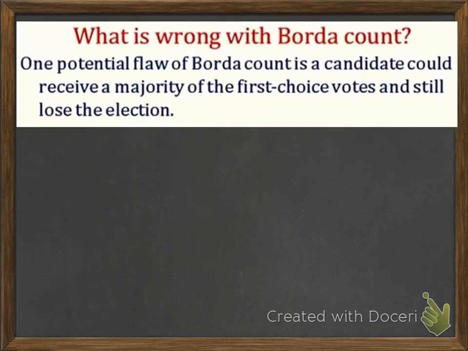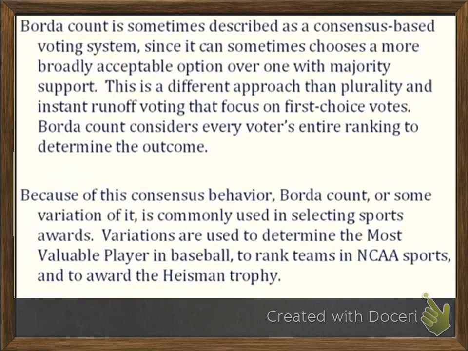What's the big problem with Borda count? Well, the major flaw is that whoever receives the majority of first place votes could actually lose this type of election. We saw this in the Cy Young voting a couple years ago. One of the Cy Young candidates actually lost, even though having the majority of the first place votes. So that is a flaw. And again, it is often used in athletics voting, NCAA sports, and a variety of things.